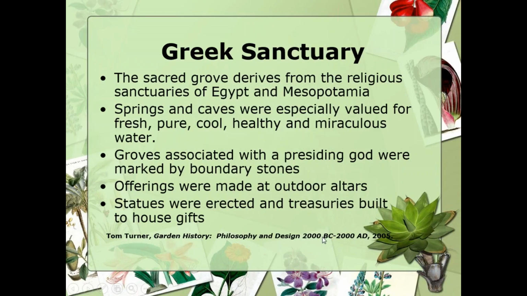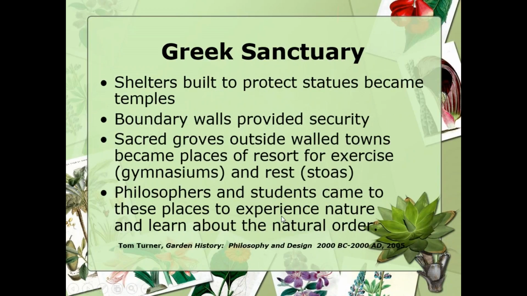So here we have talk again of the sacred grove as it pertains to the Greeks. The sacred grove derives from the religious sanctuaries of Egypt and Mesopotamia. Springs and caves were especially valued for fresh, pure, cool, healthy, and miraculous water. Groves associated with the presiding god were marked by boundary stones. Offerings were made at the outdoor altars, and statues were erected and treasuries built. Shelters built to protect statues became temples, and boundary walls provided security. Sacred groves outside walled towns became places of resort for exercise, gymnasiums, and rest. Philosophers and students came to these places to experience nature and learn about the natural order.